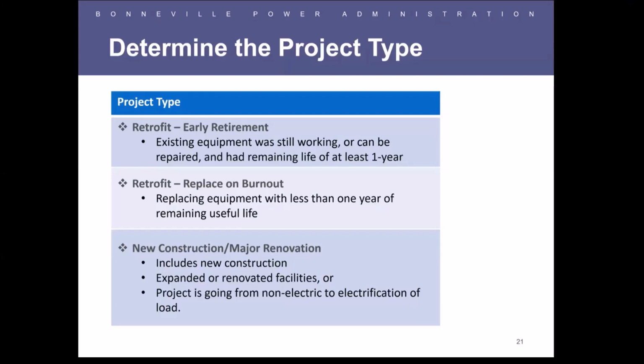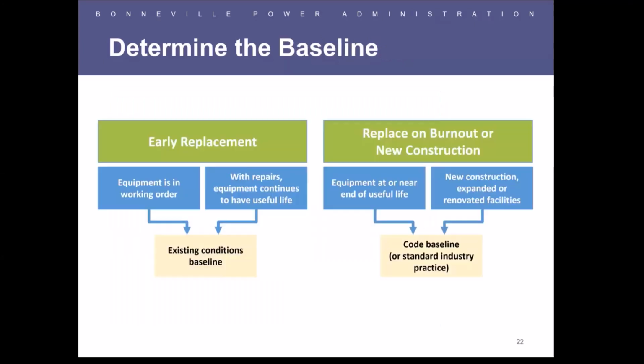So these are the categories that the Bonneville Power likes to see things fold into, and this will determine what kind of baseline the project is expected to use. So if you have an early retirement or early replacement project where the equipment is in working order or with repairs, the equipment could continue to work and have useful life, then you are going to use an existing conditions baseline.